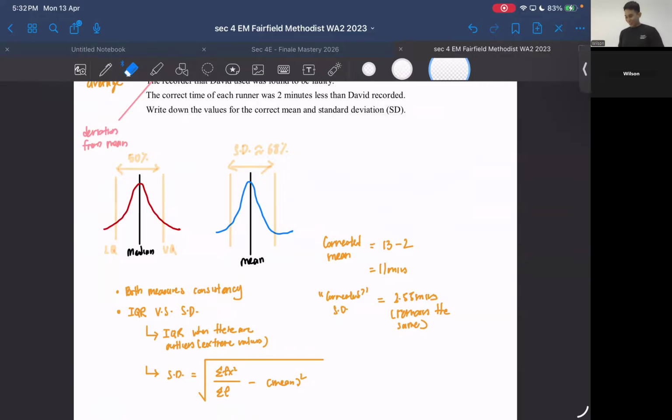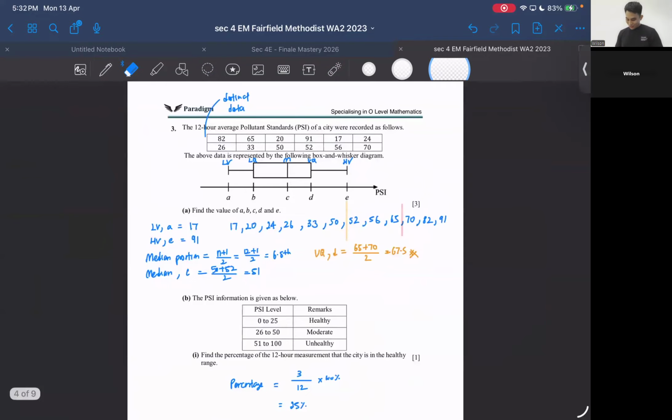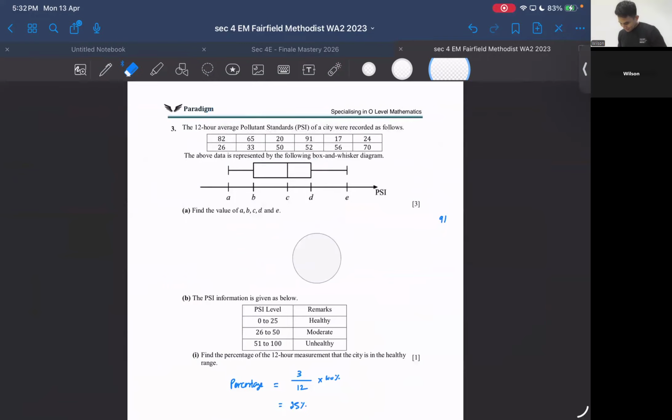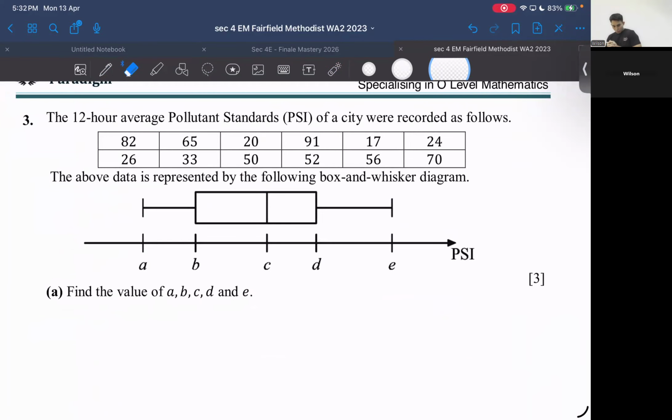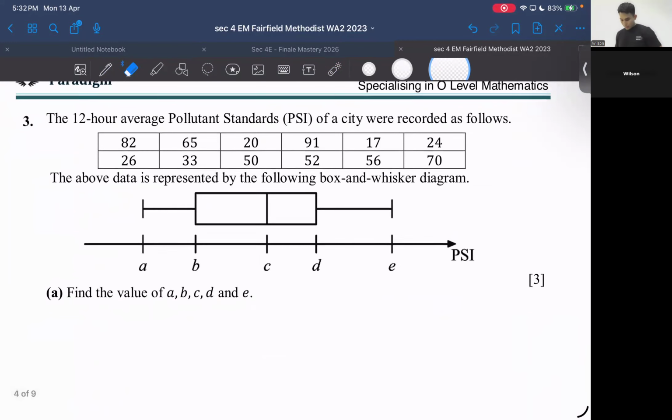Okay, come, let's go on to the third question. Third question over here. Let's go and take a look. I think I'll let you all try this by yourself. Now, the 12 hours pollutant standards of a city were recorded as follows. Above data is represented by the box and whisker diagram.